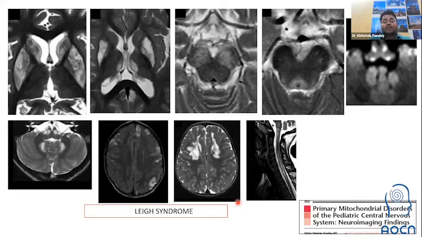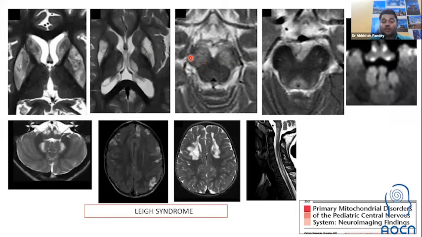For Leigh syndrome, there is a wide range of anatomical sites that will be involved. It is a multifocal involvement. As we can see in this axial T2 cut, there is involvement of the caudate nucleus along with the putamen. In the subsequent image, we can see involvement of the putamen as well as the globus pallidus.